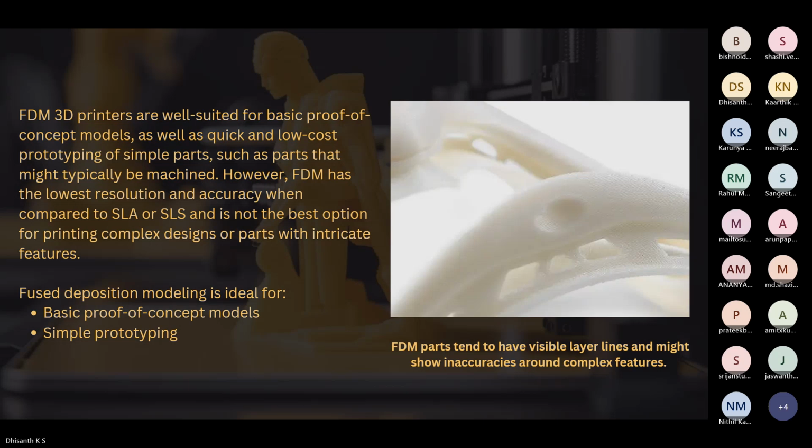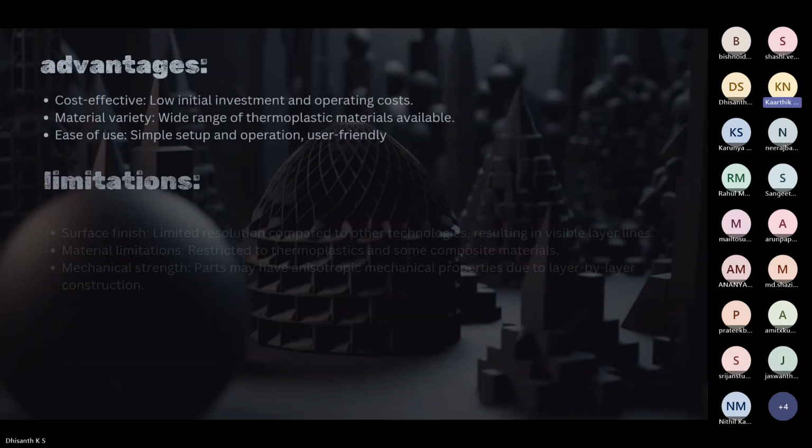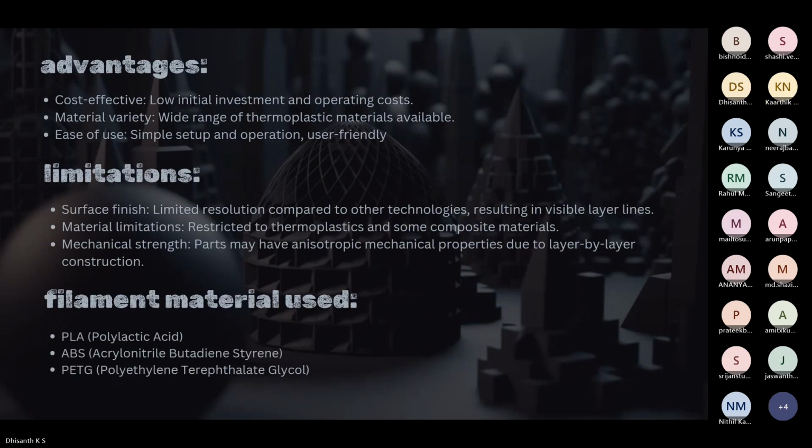Fused deposition modeling is ideal for basic models. Advantages are cost. It is cost effective. It is very cheap. Anyone can afford it. It is the basic 3D printer. And then material variety. A wide range of thermoplastic materials are available, so any kind of filament can be used. There is no material constraint to only these materials.